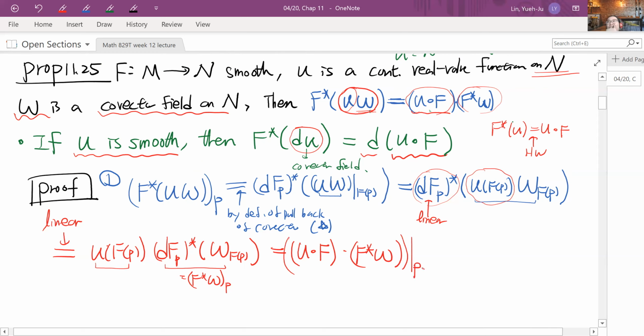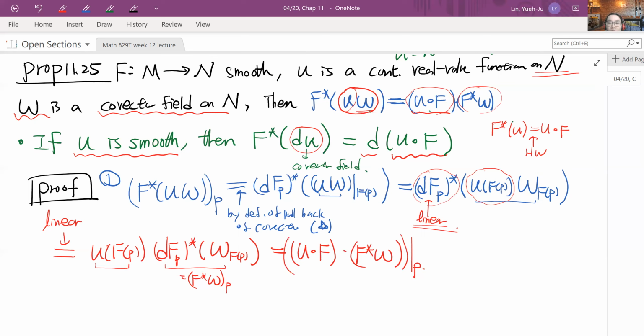I'm just playing around with the definition. Some of the notation might be a little redundant, but everything is by definition. The one thing you need to be careful about is that when I factor out u, I'm using the property of the dual map, or you can say the pullback, to be linear. That's why you can evaluate this as the pullback of u times the pullback of the covector field W.